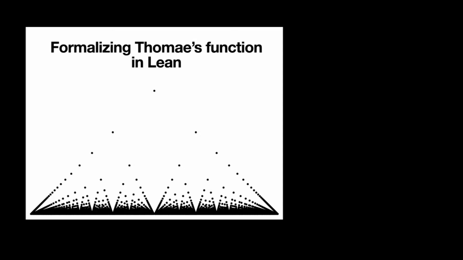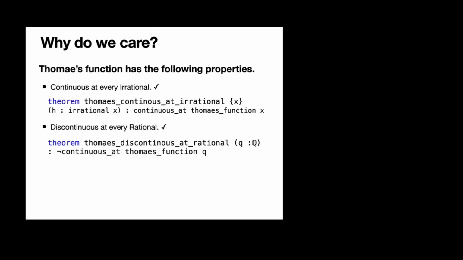All right, hi everybody. Today I'm going to be talking about formalizing Thomae's function in Lean. So why do we care about Thomae's function? It is a standard counterexample from real analysis. It has the following two properties. It is continuous at every irrational point and discontinuous at every rational point. And I've included the two theorems which I proved over the course of the project. I think the essence of this counterexample is to show that continuity can have some very weird and unintuitive properties.